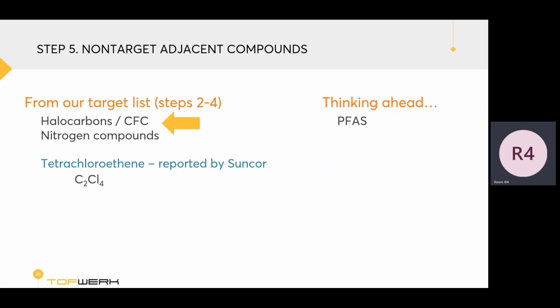We could also take a slightly different direction for adjacent compounds. There's a legal or regulated aspect to this issue, so we could maybe think ahead to species that may be regulated in the coming years and preemptively add these to our list. In the next few slides, I'll show you how we found these.